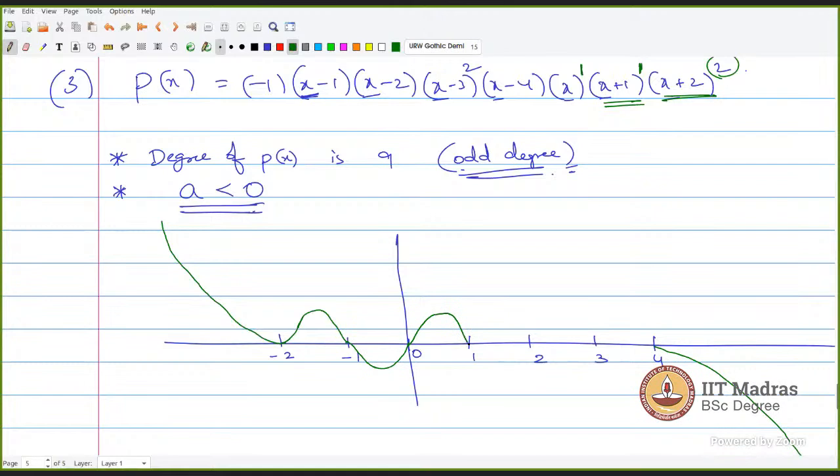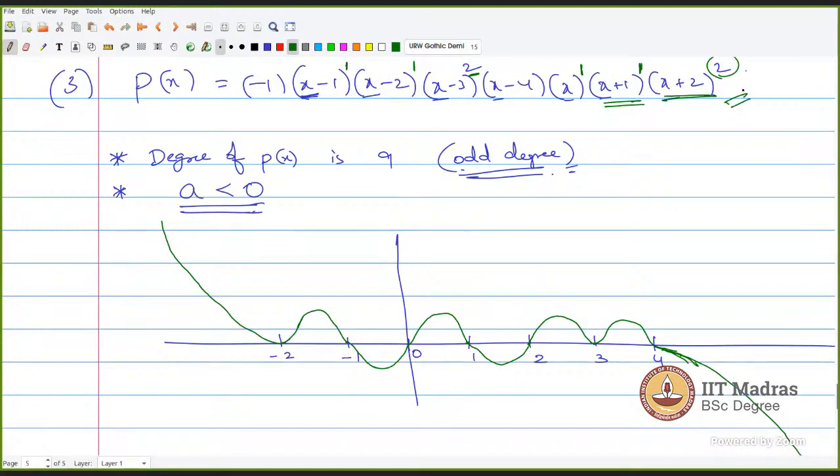Once reaching 1, you see 1 has odd multiplicity, so I should cut it. And 2 also. Again I should reach 2. When I see 2, it also has an odd multiplicity, so I will cut it here also. I should reach 3 again. Once I reach 3, it will bounce back, because 3 has even multiplicity. And it should reach 4, and it goes like this. This is how we will plot a polynomial if the polynomial is given like this.